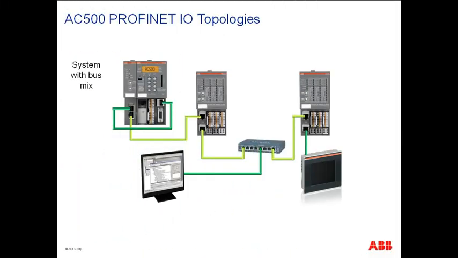In this example, the interesting point is the routing function. That is, an engineering station connected to a switch in TCP/IP protocol could in turn download a program to the AC500 controller over the PROFINET network with appropriate settings.